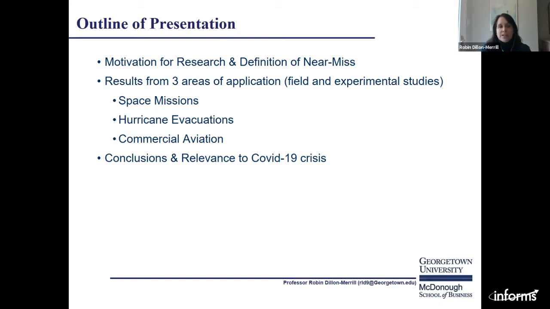We've been working on this research for more than 15 years, so we have a lot of studies, some field studies and some experimental studies. In this case, I chose 3 field studies because of the analytics focus of this event. I wanted to provide ones that had data that we analyzed as opposed to our experimental data. And then I will wrap up with conclusions and give you a few thoughts of what some of this risk research is relevant to the current COVID-19 crisis.